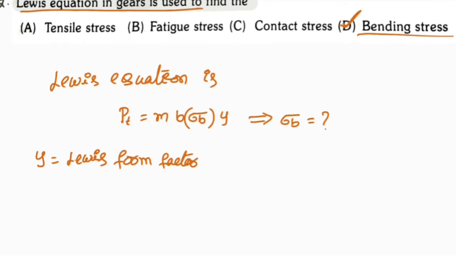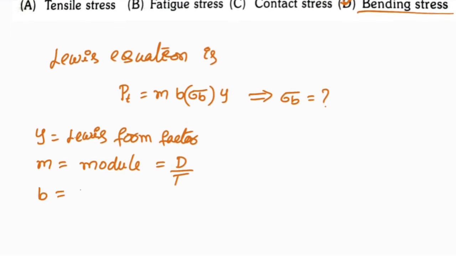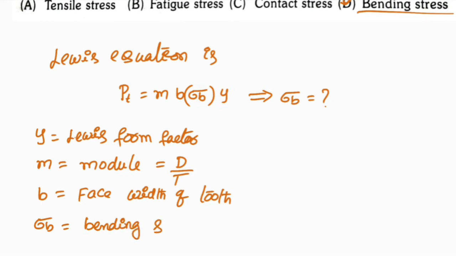Let me write the terminology. M equal to module. Module equal to pitch circle diameter divided by number of teeth. B equal to face width of the tooth. Sigma B equal to bending stress.